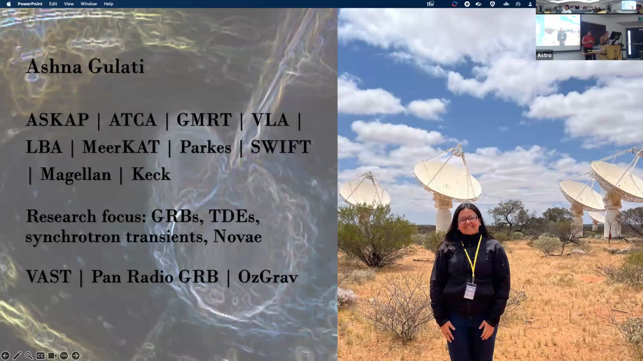My main research focus is synchrotron transients, with a deeper focus on gamma ray bursts and tidal disruption events, and I've also worked on novae a little bit. I'm also part of the Variables and Slow Transients survey with ASKAP, the Pan-Radio GRB ASKAP follow-up team, and the Australian Centre of Excellence for Gravitational Wave Discovery.